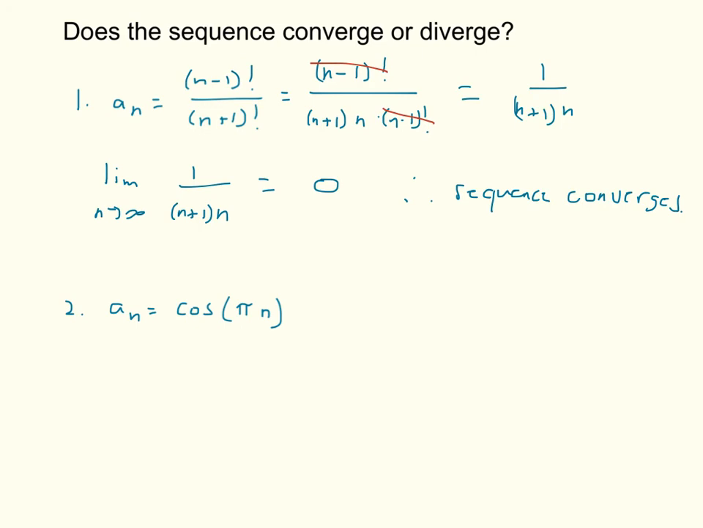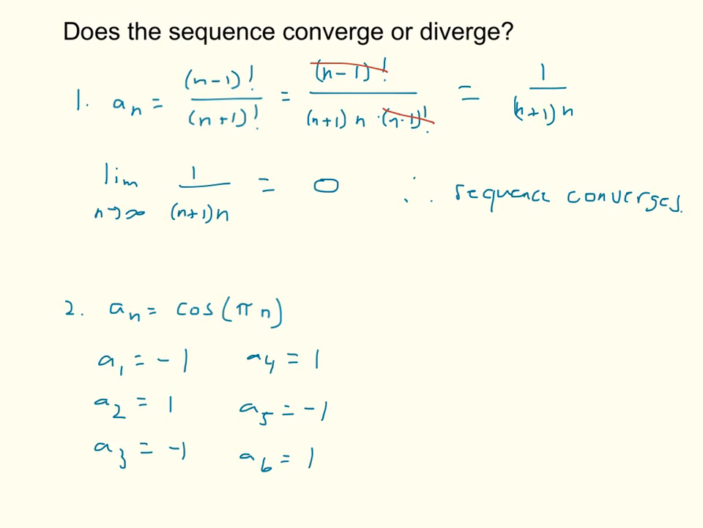When I put 1 in for n, a sub 1 is the cosine of pi, which is negative 1. a sub 2 is the cosine of 2 pi, which is 1. a sub 3 is the cosine of 3 pi, which is negative 1. a sub 4 equals the cosine of 4 pi, which is 1. a sub 5 equals the cosine of 5 pi, which is negative 1. a sub 6 is the cosine of 6 pi, which is 1, and this will continue. This is a sequence that is oscillating between two numbers.